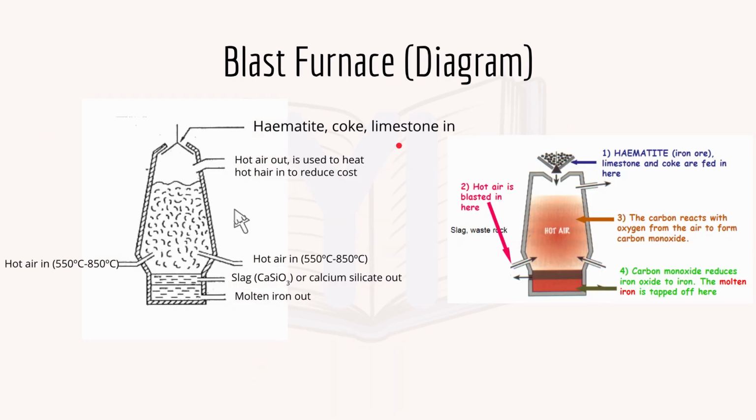So here's more in the diagram. We have the cellar over here. Hot air in, hot air out, hematite, limestone in. And here on top we have the slag or calcium silicate and the molten iron. So here's a colored diagram.